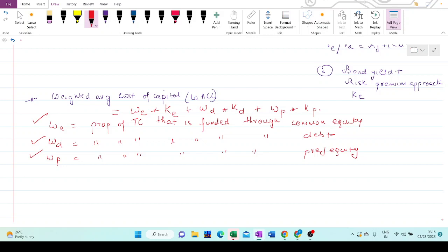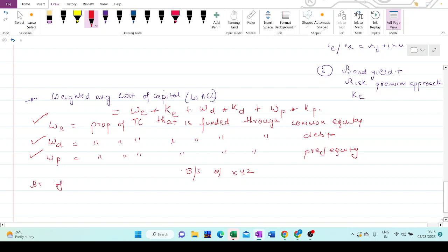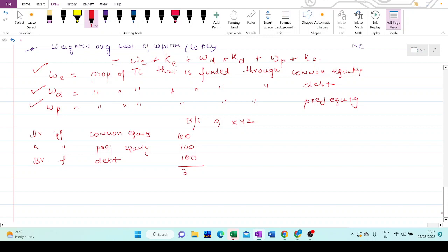Say the current capital structure of the company, let's name the company XYZ, is something like this. This is the balance sheet of XYZ. Book value of common equity is 100. Book value of preferred equity is 100, and book value of debt is 100. So total capital is 100 plus 100 plus 100, 300.